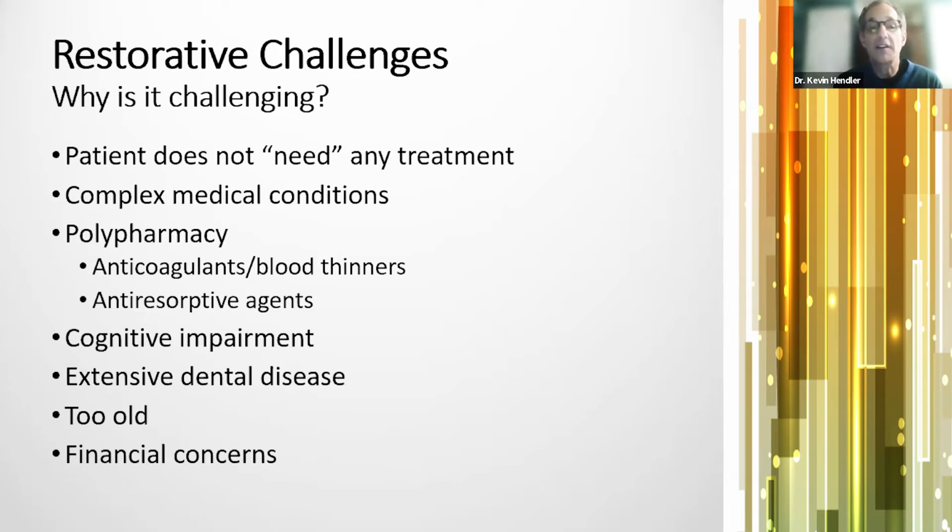A lot of older adults have complex medical conditions, and it's not just a matter of jumping right in and treating the individual. They're on multiple medications. These can include anticoagulants or blood thinners, anti-resorptive agents, and just a host of other drugs that can have side effects, and we need to know what's going on. Are they going to interact with things that we give? So it makes it complicated to manage the patient.